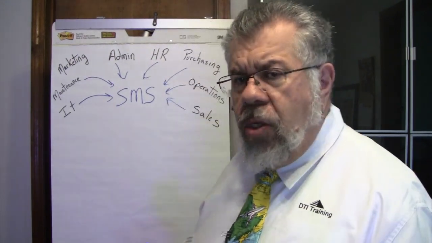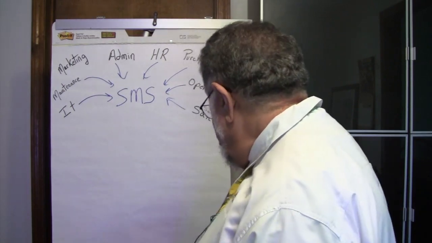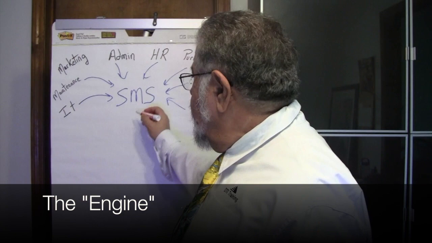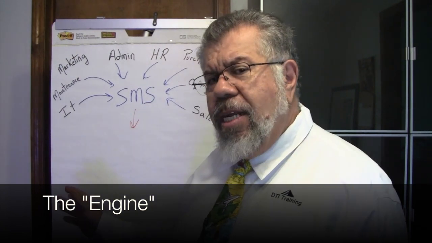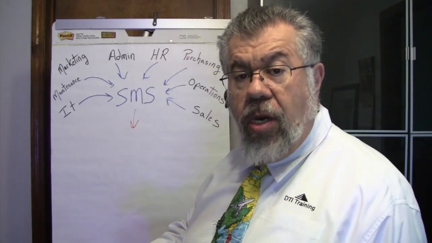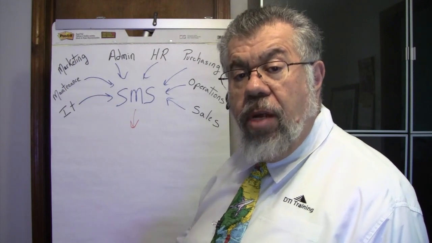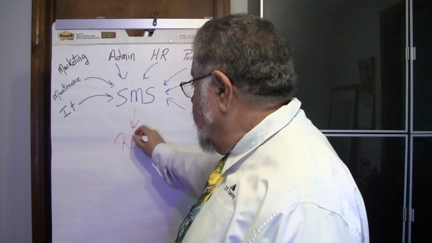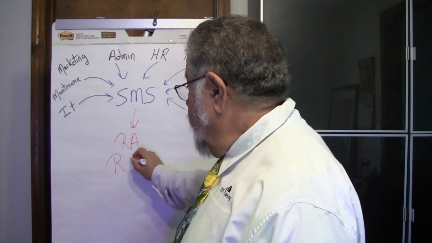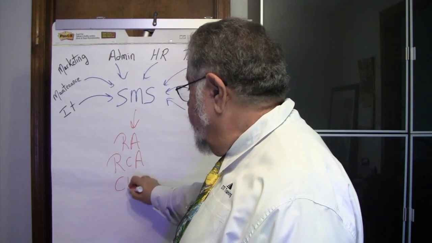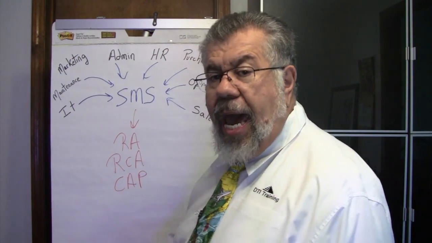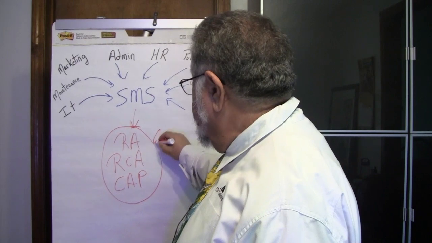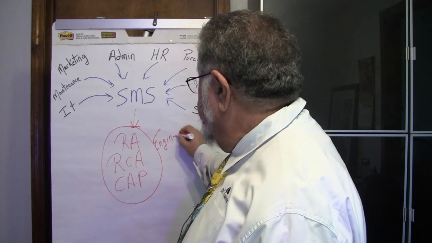Now, what do I mean by the tool? Well, the safety management system has something I like to call the engine. And we're going to talk about that in more detail in another video, talking about the engine of the safety management system. The engine of the safety management system consists of a risk assessment, a root cause analysis, and then finally the creation of a corrective action plan. This is what we refer to as the engine of the safety management system.